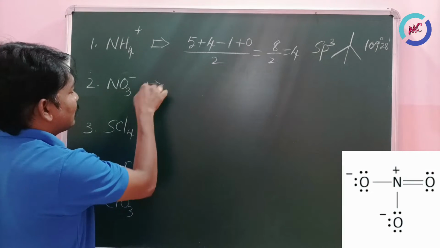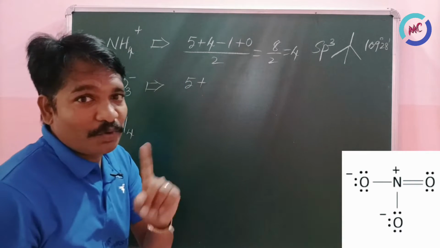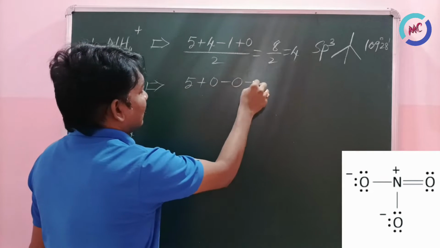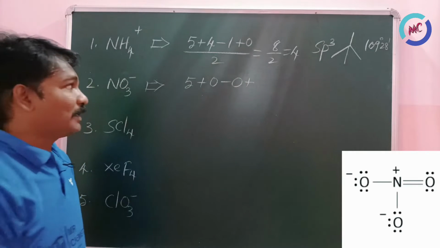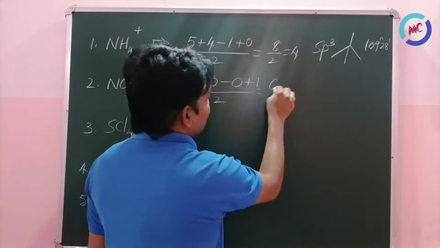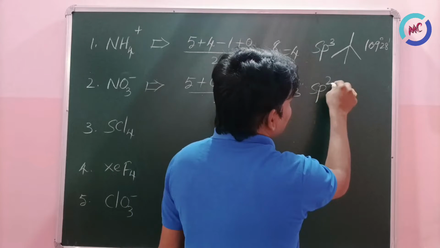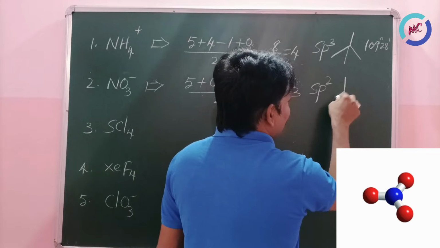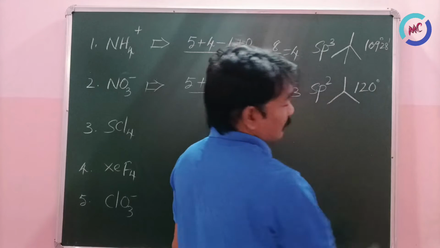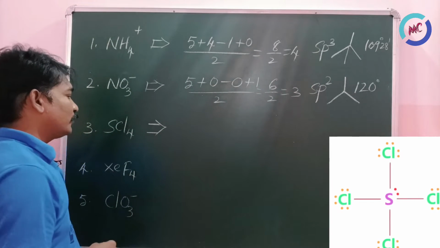In case of NO3 minus, the central atom is nitrogen, number of valence electrons is 5, and here oxygen is not monovalent, that's why I am writing 0 here. Minus, there is no cation, and here there is 1 negative charge, I am writing plus 1 here. By 2, that is equal to 5 plus 1, 6. 6 by 2 is equal to 3. If it is 3, then it is sp2 hybridization, and the shape of the molecule is trigonal planar with bond angle 120 degrees. Clear? Next one, SCl4, sulfur tetrachloride.